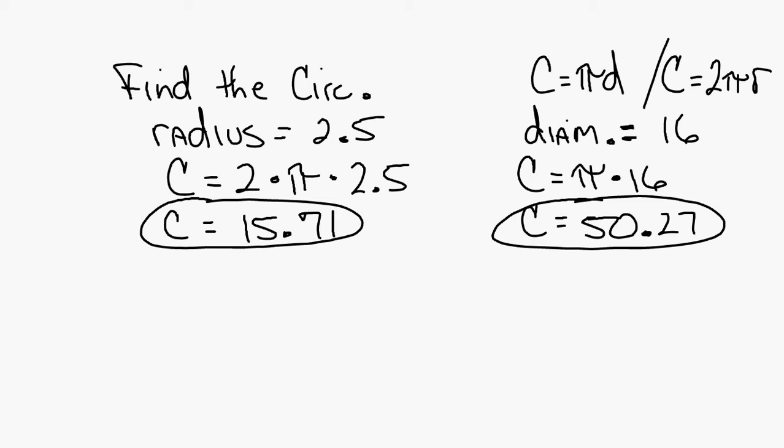Example 5, finding diameter and radius. Find the diameter and radius of a circle to the nearest hundredth if the circumference of the circle is 106.4. So here's how this works. All right, so you're going to find the diameter. Find the diameter and radius.